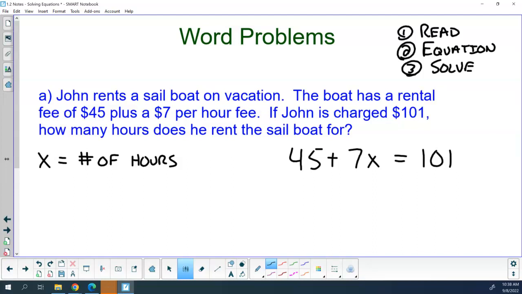Now we can solve that. Subtract 45. What's that? 56. Divide by 7. Gives me 8.